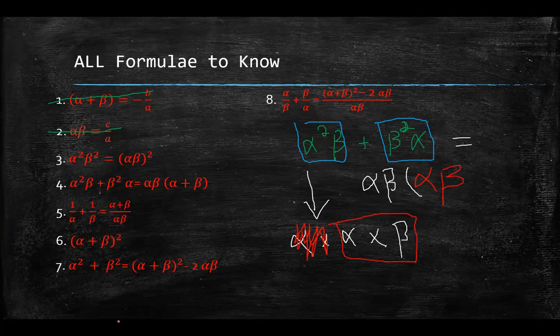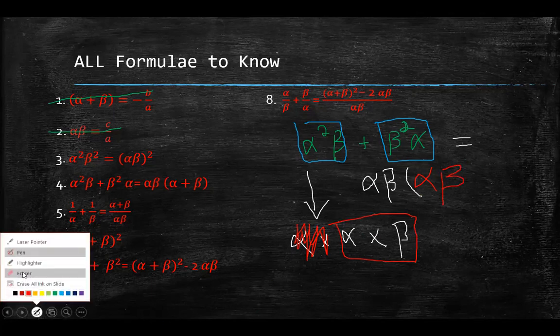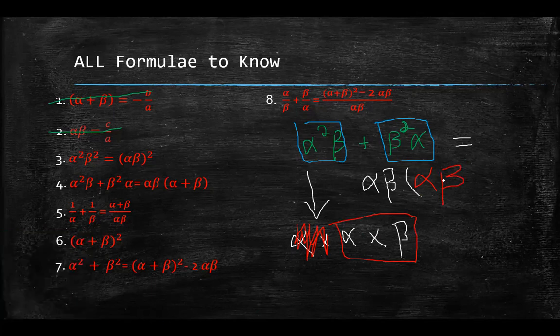Hold on now. Okay, so I took out the alpha, and now I have alpha times beta. If I take out the beta now, what would I remain with? A beta and alpha. Beta squared.